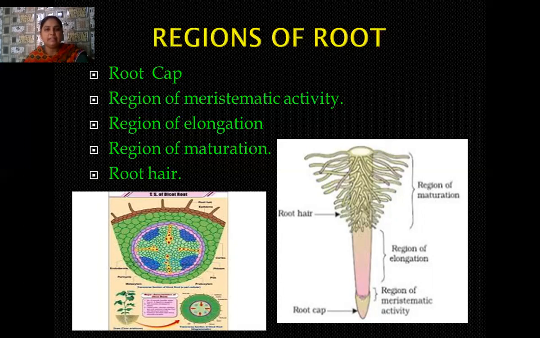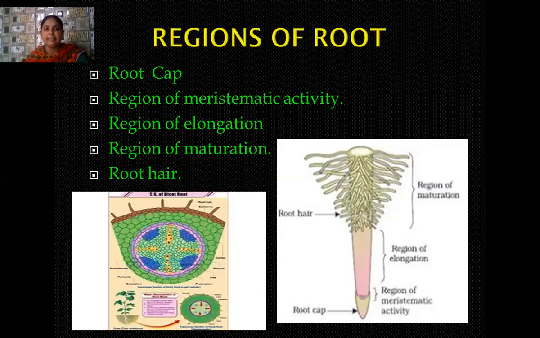The next region is the region of maturation. As the name itself indicates, all the cells that are found in this region of maturation generally become differentiated cells and they become mature cells. They are no more performing the function of meristematic activities now, and all of these cells become differentiated and perform their characteristic function.